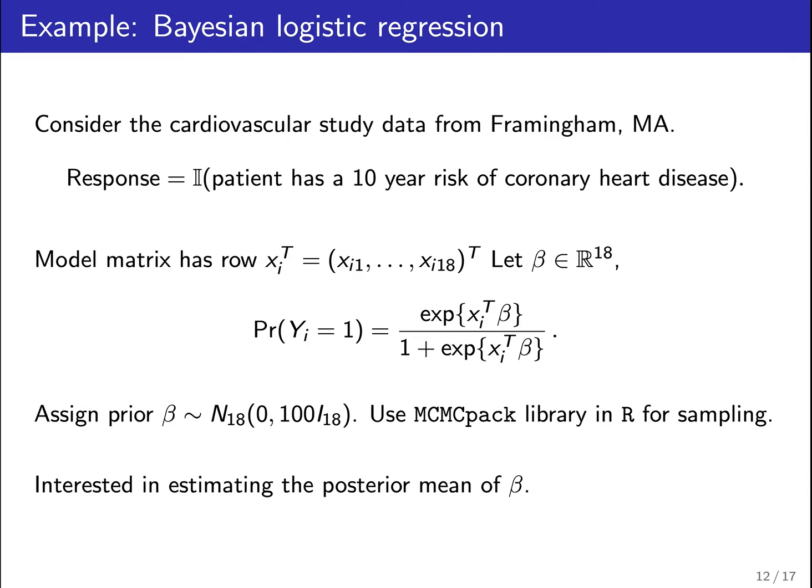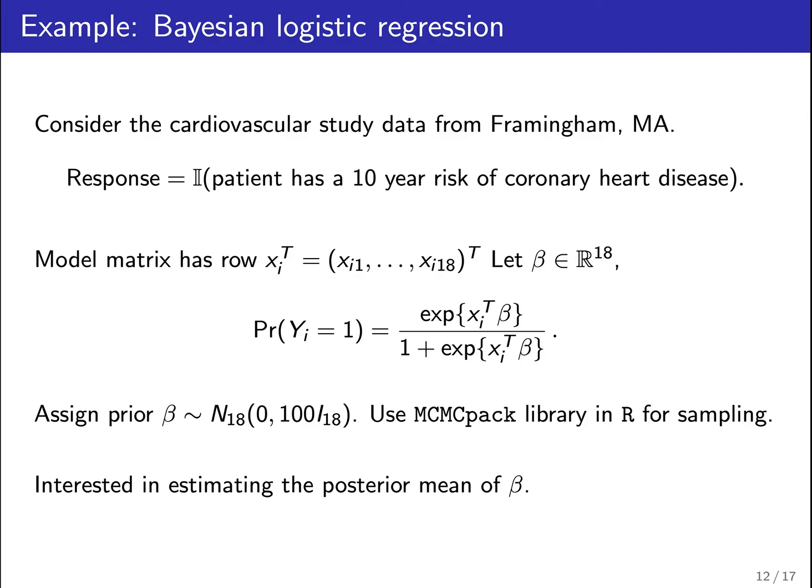So consider the Bayesian logistic regression example. This is quite stereotypical; there are other examples in the paper as well. We have the cardiovascular study data from Framingham, Massachusetts in the United States. This study has been going on for many years, and they've collected many different things. The particular quantity we're interested in is a response variable indicating whether a patient has a 10-year risk of coronary heart disease or not. There's a set of covariates that you can find in the paper, but I haven't elaborated them here. Essentially, there are 18 covariates, including the intercept.